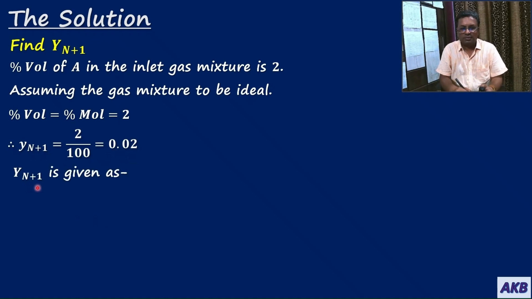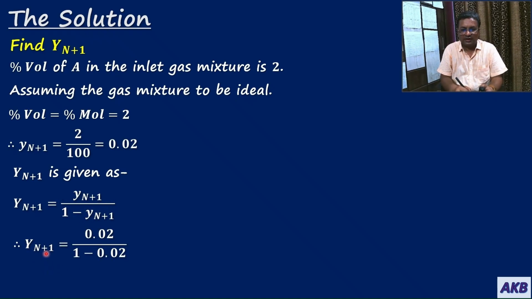Then capital Yn plus 1 is given by this formula. Capital Yn plus 1 is equal to small yn plus 1 divided by 1 minus small yn plus 1. Therefore, capital Yn plus 1 is equal to 0.02 divided by 1 minus 0.02. That is, capital Yn plus 1 is equal to 0.02041. So, in this way, we get capital Yn plus 1.